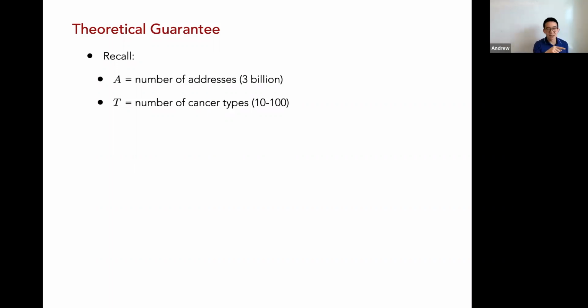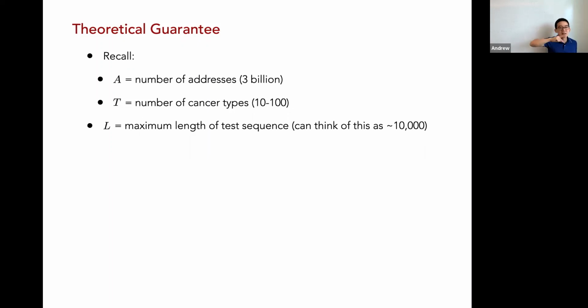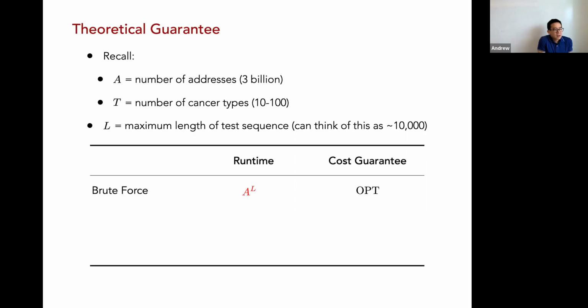Remember, capital A is the number of DNA addresses. That's 3 billion. That's huge. Capital T is the number of cancer types. That's small, like 50. That's not growing, right? And finally, keep one more letter in mind. Capital L is the maximum length, or the number of addresses of a test. I'm going to use 10,000 as the upper bound because that's what we're constrained to be. Here's what a theoretical result looks like, right? You could try brute force. Brute force means just try every single sequence. That's all we're deciding, a sequence of DNA addresses.